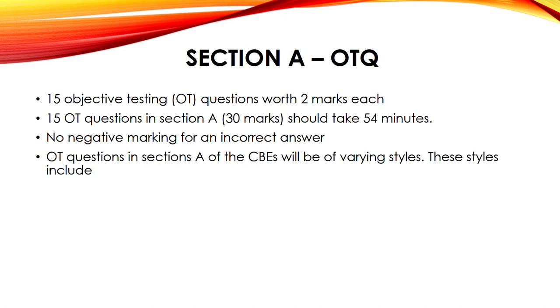Now, these OT objective test questions can come in varying styles. What are the styles? First, multiple choice. 4 choices will be given. You have to select one. Number entry. You have to enter a number, which means some calculations you have to do. Pull down list. They will be given to you from there. You have to pull down the list. We'll see this. There's a demo for all of this.